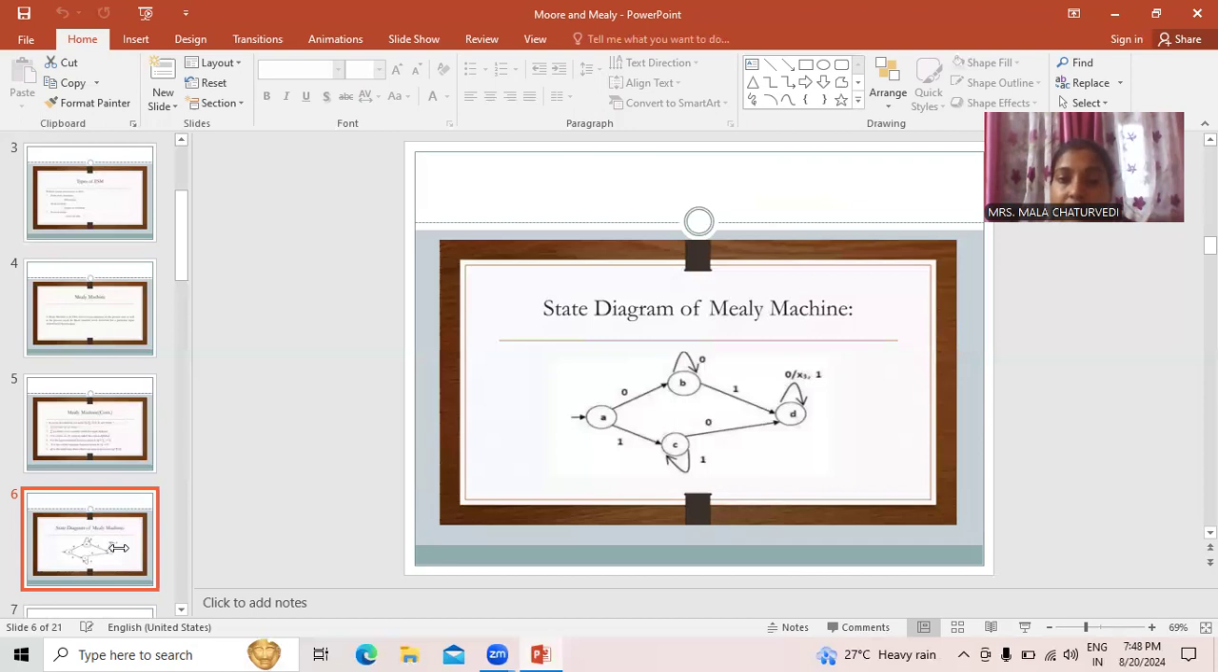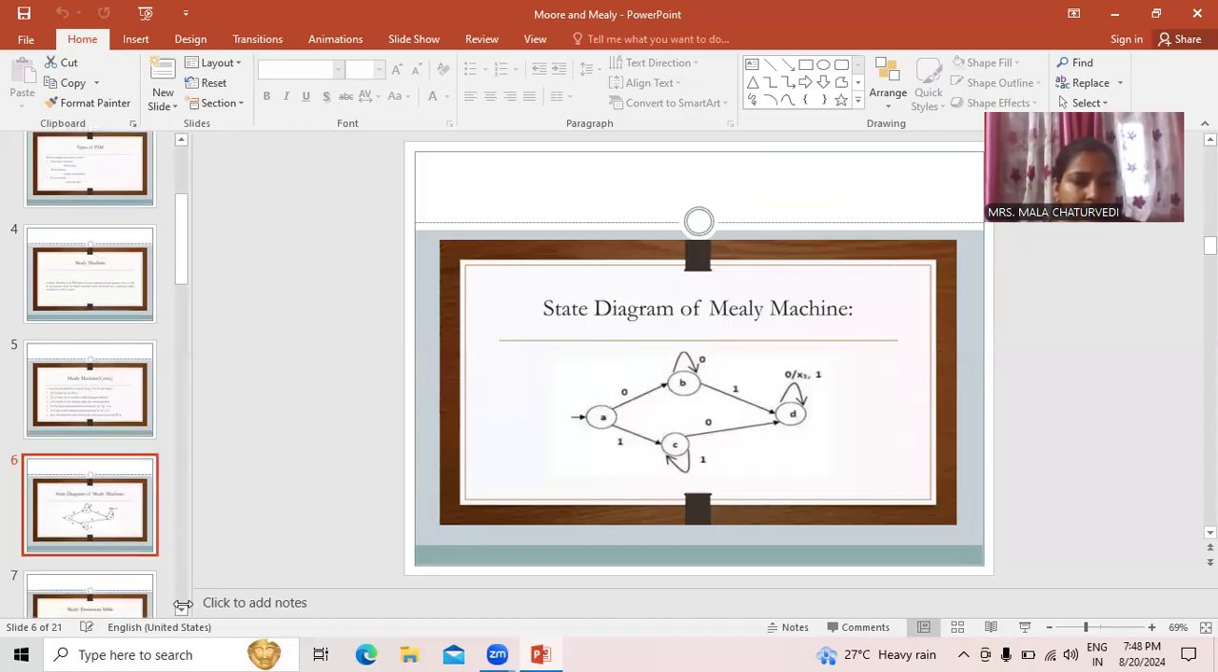And similarly, in the state diagram of the Moore machine, we see that the state under the circle gives an output, means Q gives delta, means a state gives the output alphabets which are shown in the circle, under the circle. Now let's see the Mealy machine state transition table.